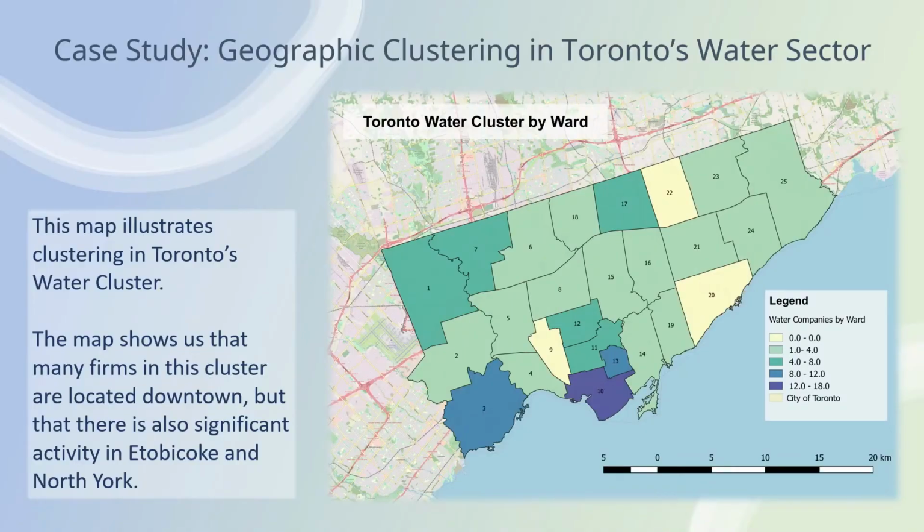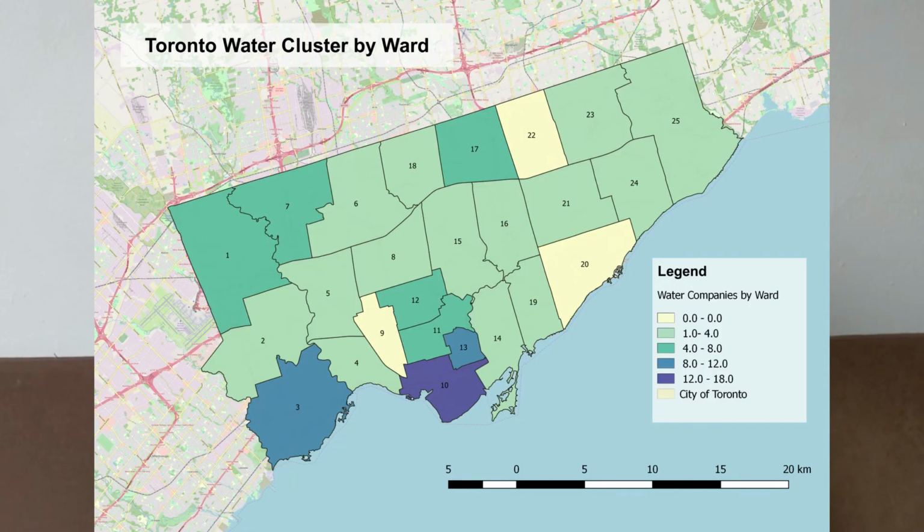Of these many clusters, I researched the water cluster in depth. The water cluster is defined as companies that build, repair, and maintain water infrastructure. So think sewers, water mains, and all of the major water infrastructure that keeps our city running. The water cluster is part of the resource management subsector. This map of companies in the water cluster tells us that companies in this cluster are strongly concentrated in the downtown core as well as somewhat in Etobicoke and North York.